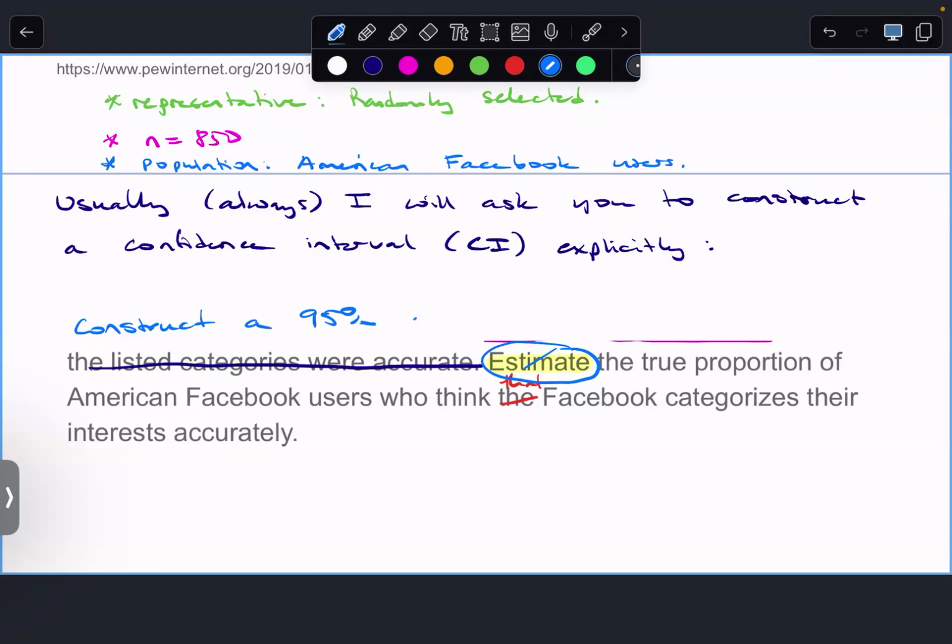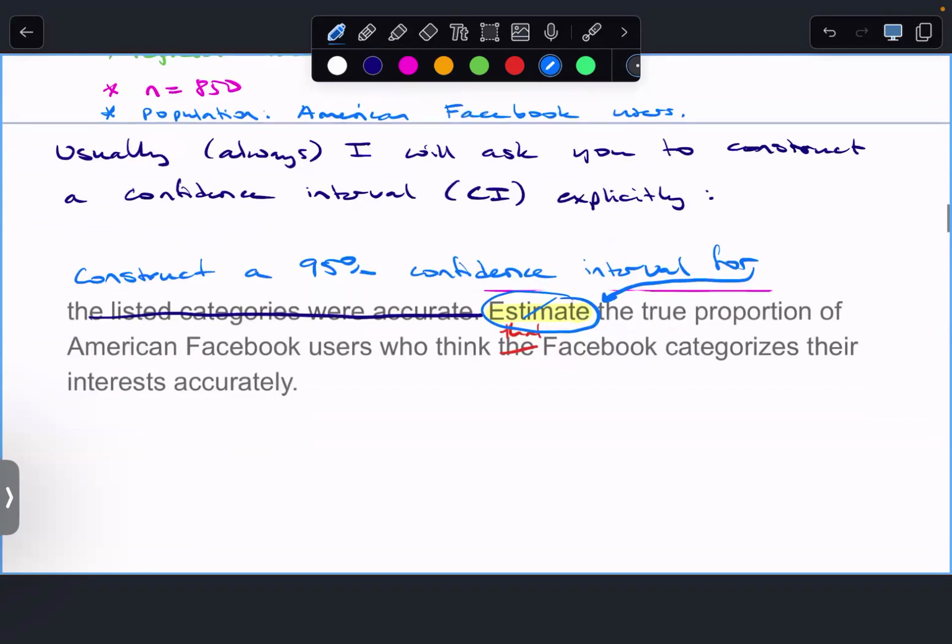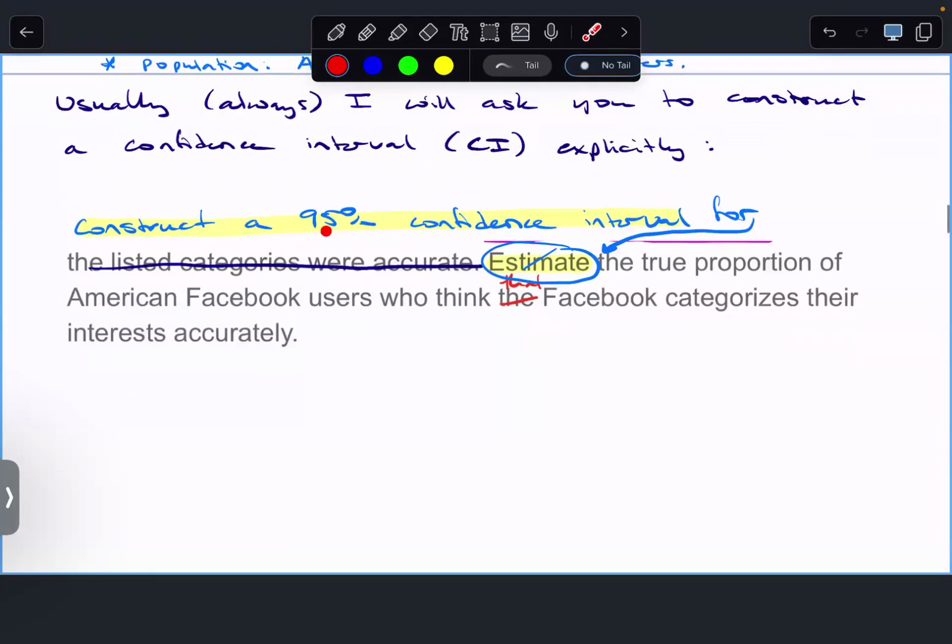Construct a 95% confidence interval for the true proportion of American Facebook users who think that Facebook categorizes their interests accurately, right? And so I would explicitly say, make this confidence interval, so you don't have to dig around for it. I find that when it says estimate, which we are doing, right, by building this interval, it's kind of hidden and I don't like that. Okay? So for us, it'll always just say, make a confidence interval. And I have to tell you what confidence level, right? And I always will. Okay? In life, though, the default is 95%. Okay? All right.